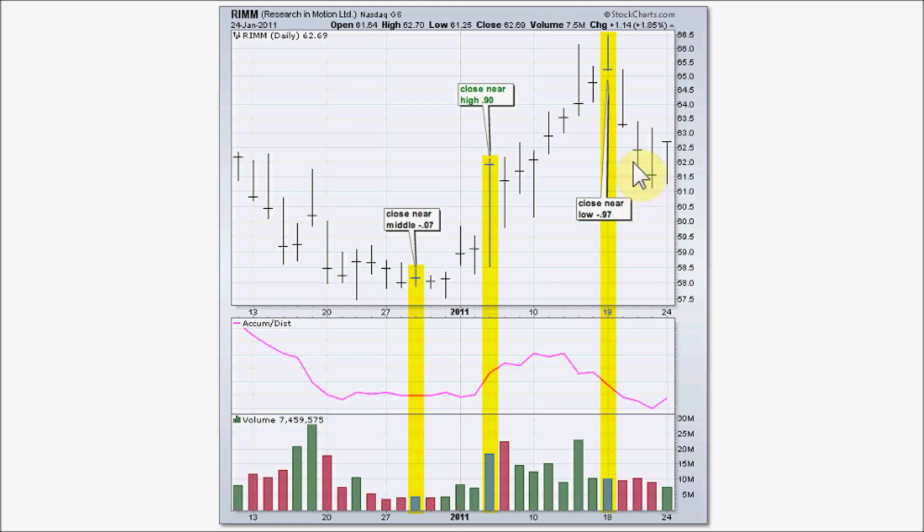Now, this day was a close at the low of the high-low range. This day was below it. This day was also a close very close to the bottom of the high-low range. And then this day here, the close was at the top of the high-low range for the day. It was an up day over that day. Volume wasn't that big, but the AD line did start to uptick.